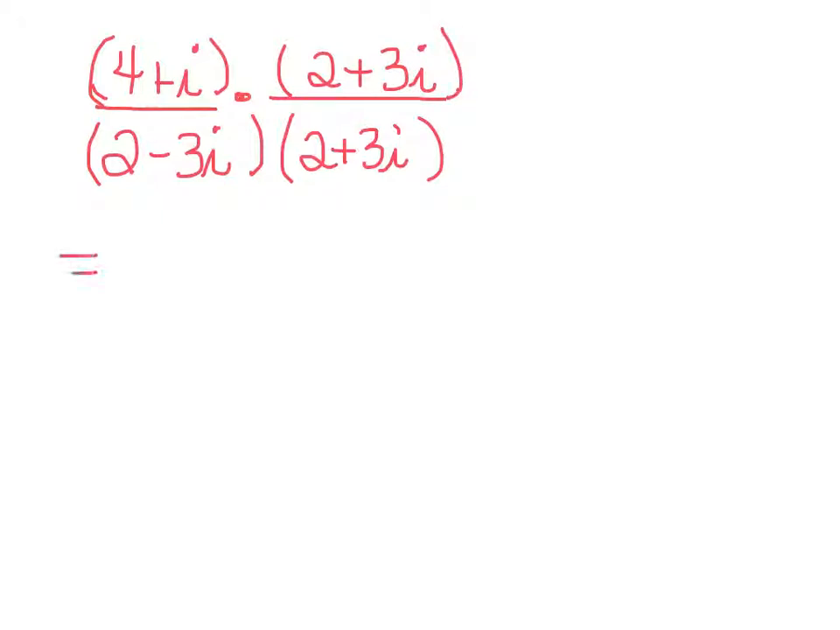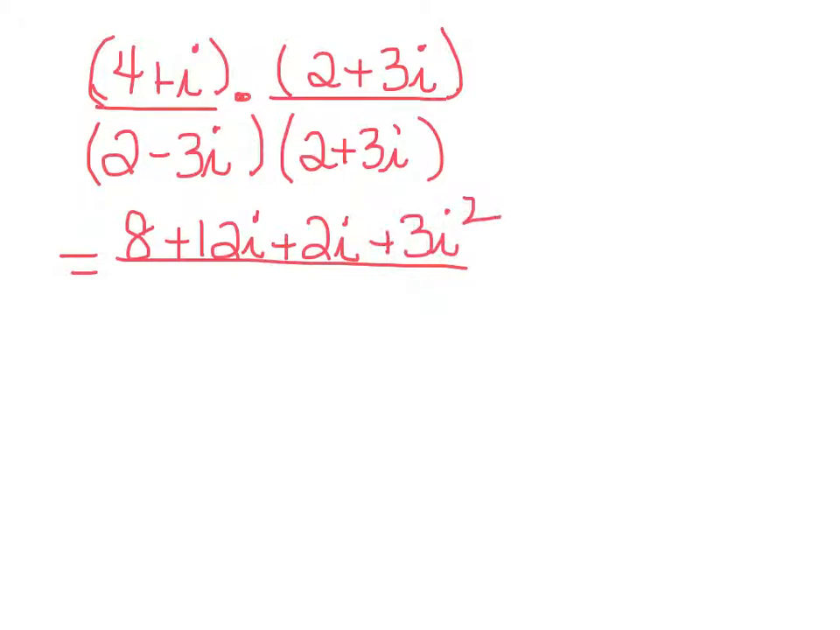Alrighty, so here we go. So we're going to double distribute up on the top, so we have 4 times 2, which is 8. Our outer terms, plus 12i. Our inner terms, plus 2i. And then our last terms, positive 3i squared.